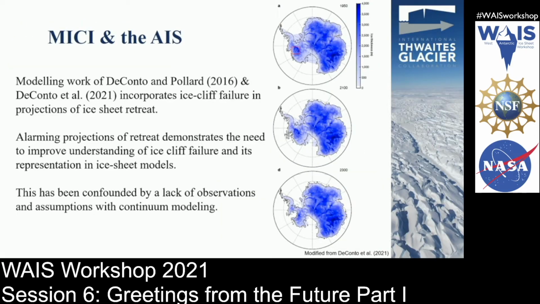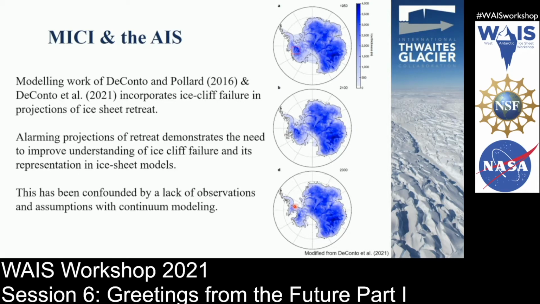In the often referenced work by DeConto and Pollard and company, we do see alarming retreat of the West Antarctic ice sheet when ice cliff failure is represented in an ice sheet model. And from these alarming projections, we can see why we need to accurately represent ice cliff failure in these models. But improving this representation is going to necessitate improving our own understanding of how ice cliff failure will occur.